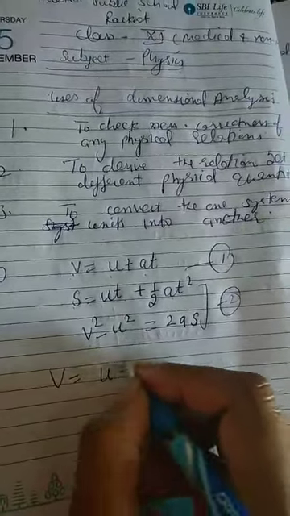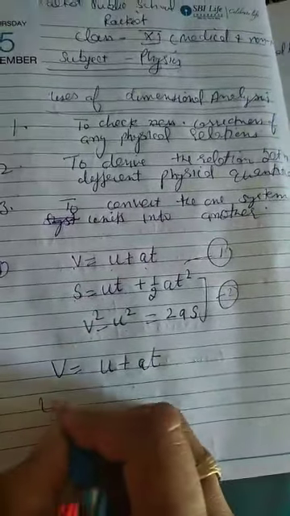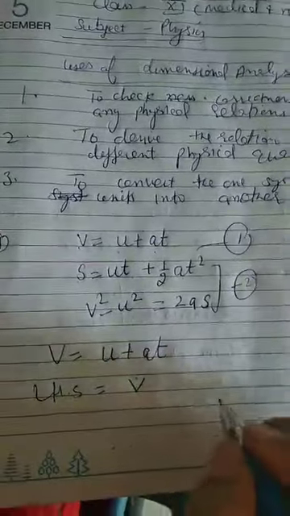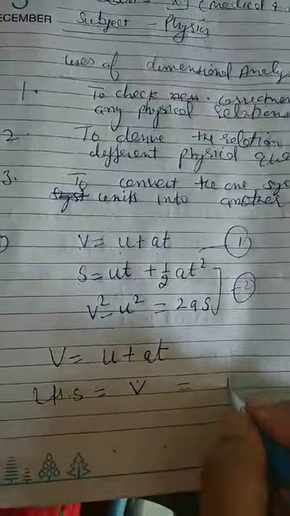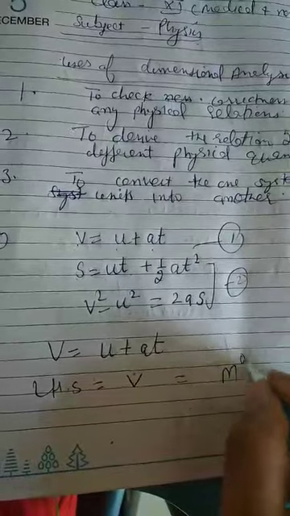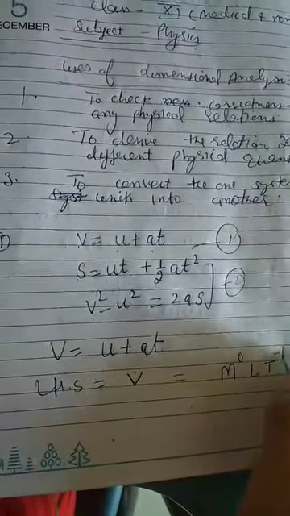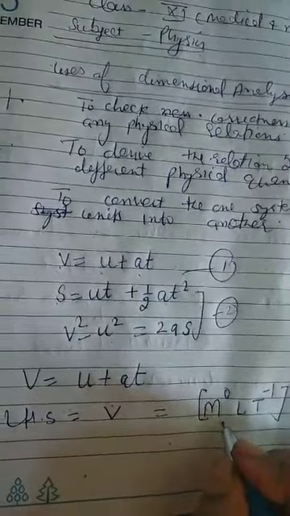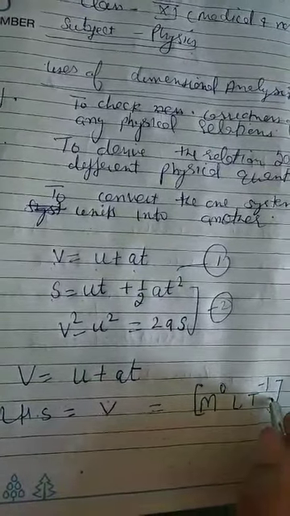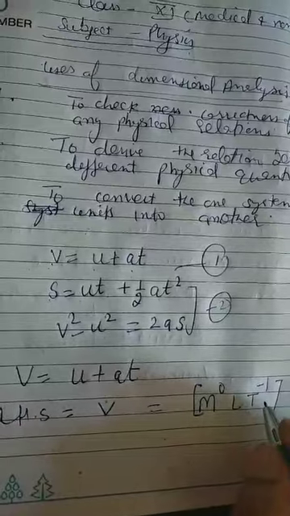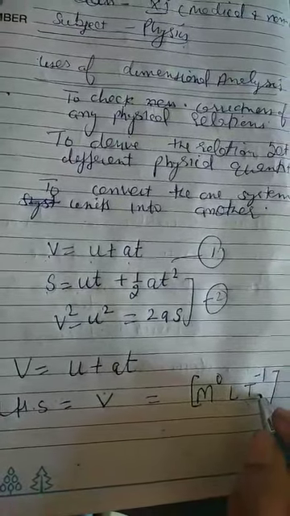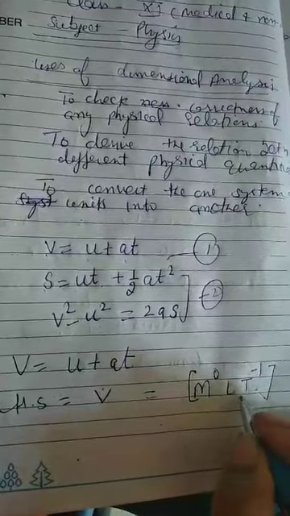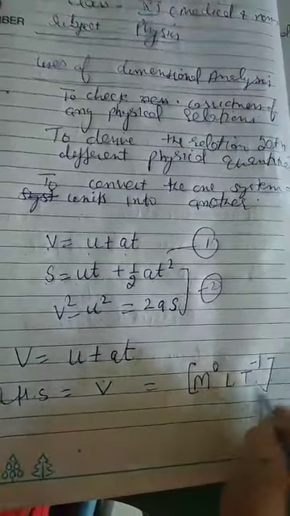Dimensionally, v = u + at. Left hand side is v. v is velocity. What is the dimension formula? Velocity is M^0 L T^-1, because in velocity no mass is there, only length per time. We know that meter per second is the unit of velocity, so length per time.